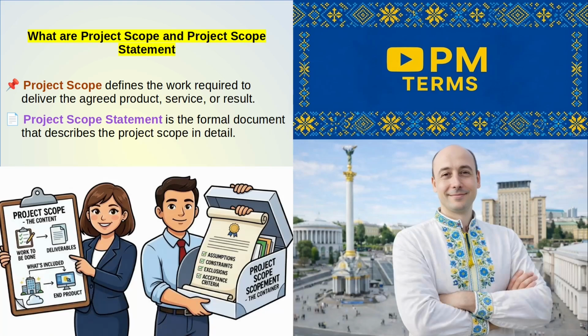Think of project scope as the content. Now let's discuss the project scope statement. The project scope statement is the formal document that describes the project scope in detail. It typically includes product scope description, major deliverables, acceptance criteria, project exclusions, constraints, assumptions. Think of project scope statement as the container that explains the content.